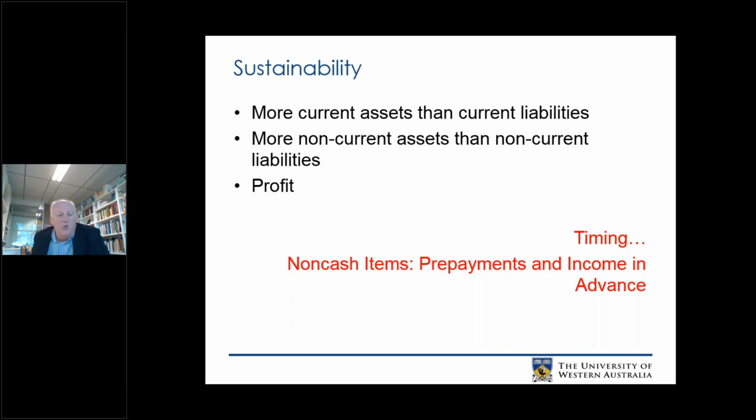We need to, if you like, remove those elements from non-current assets and current liabilities, current assets and current liabilities in order to judge our cash flow requirements. But we also need to ensure that where prepayments are made, we're getting full value for those prepayments, and where income is received in advance, we're able to deliver on those services at some point in future.